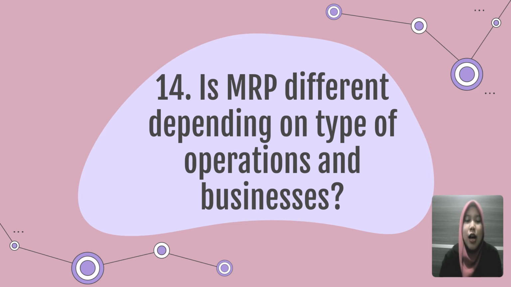For example, we have the company Samsung Electronics, which is in the medical devices and equipment industry, and also Rolls-Royce, which is in the aerospace and defense industry. Both have different operations and are from different industries, but both implement the MRP system.